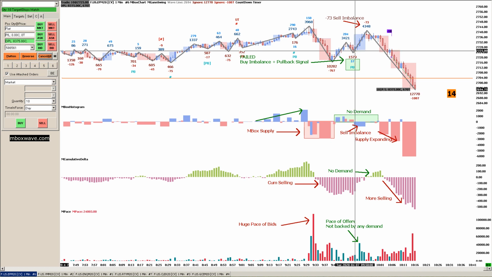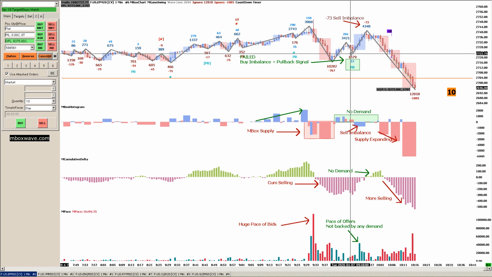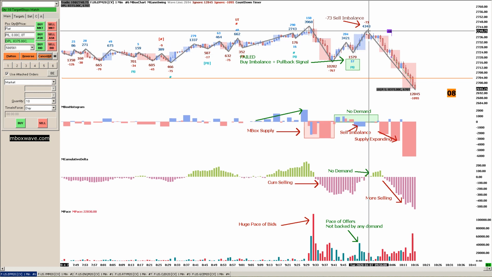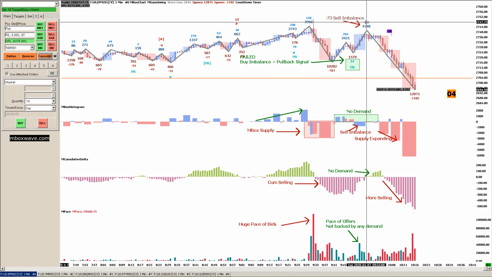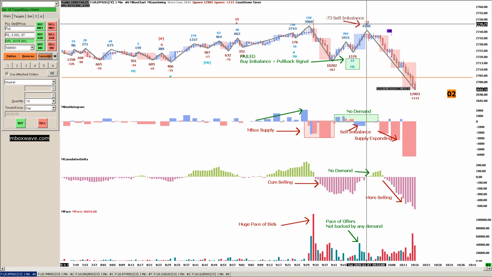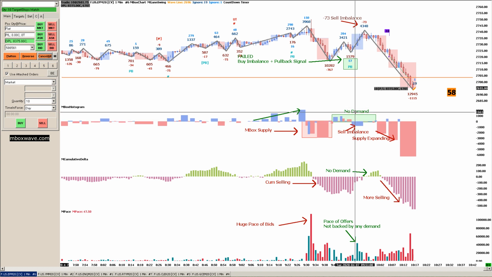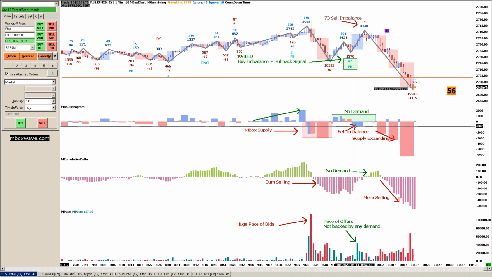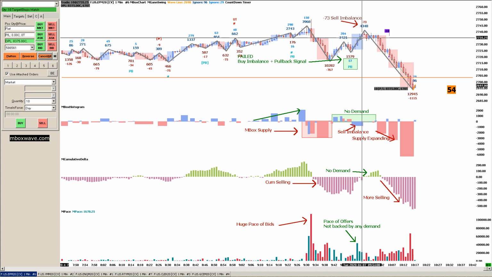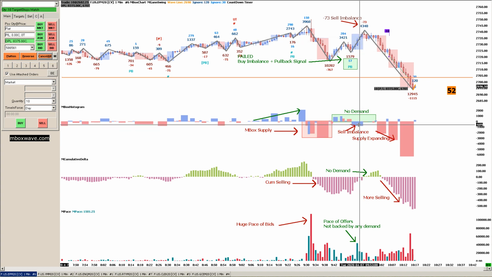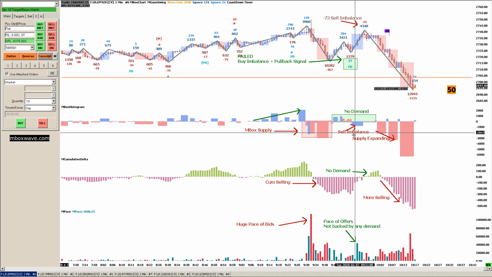So this was not something that I would buy, right? I would not take that trade. Price climbed up, no higher high. This became a sell imbalance, minus 73, which means there was more selling on this up wave than buying. We saw no demand in the MBox delta, plus we saw sell imbalance in this box. So the MBox delta showed a sell imbalance.